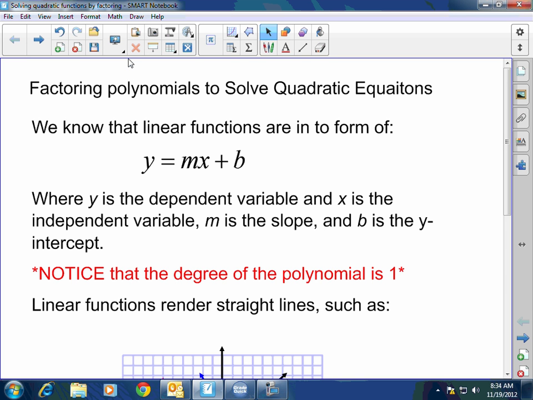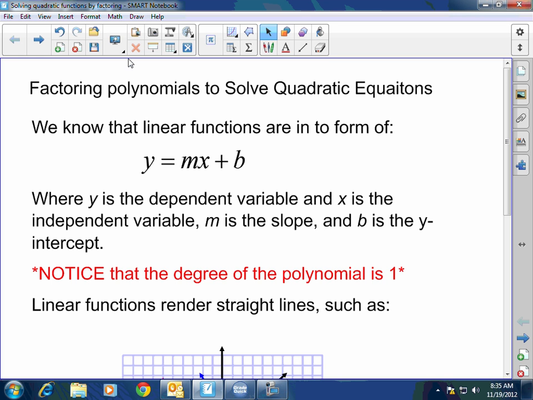It's a set of one or more terms. And when we're talking about quadratic polynomials, we're talking about polynomials that have a degree of 2. Okay, but we'll get into that in a second. Now, before we get into solving quadratic equations by factoring, I just want to go over what we already know, and what we know very well.